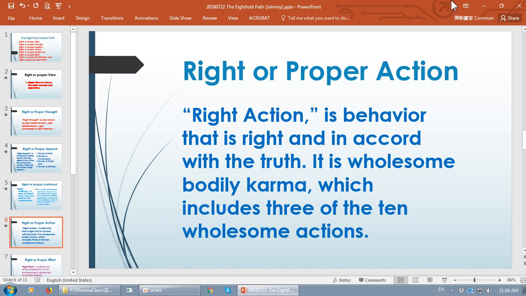Give an example of the wrong livelihood. Okay. So right livelihood, for instance, we should not be a butcher.